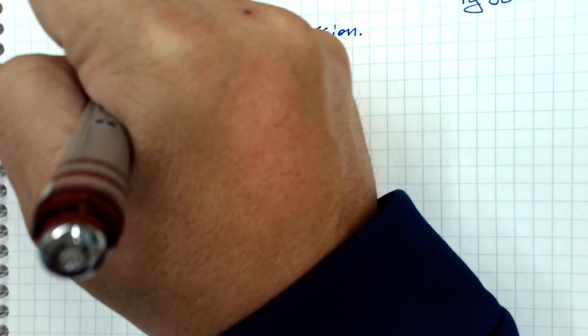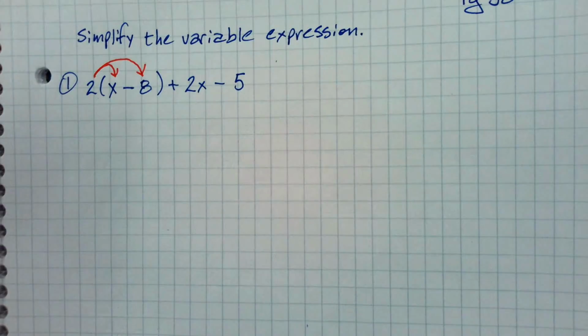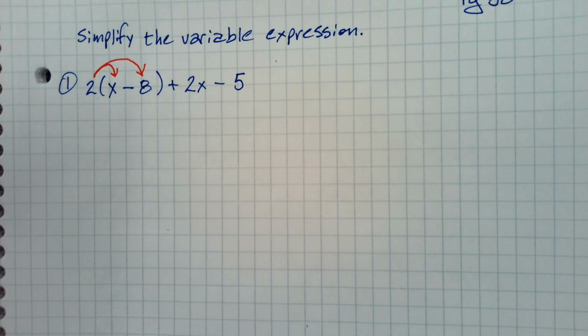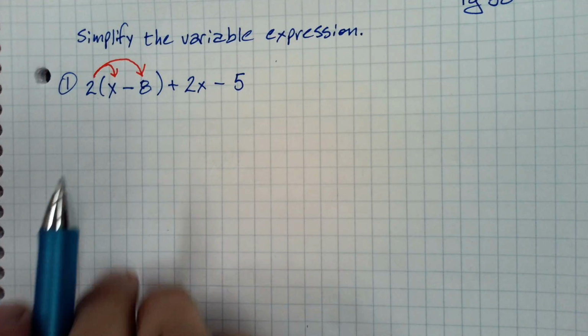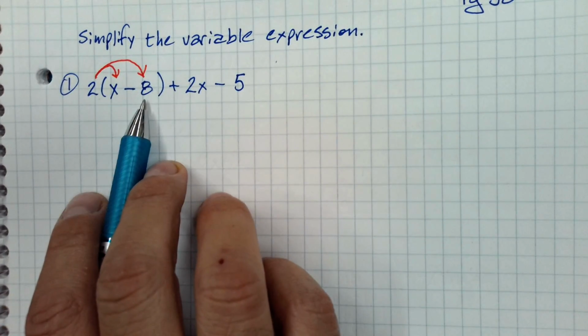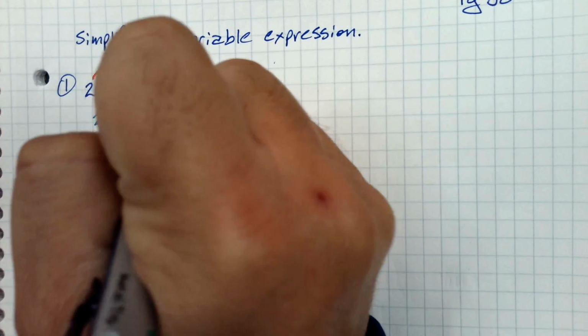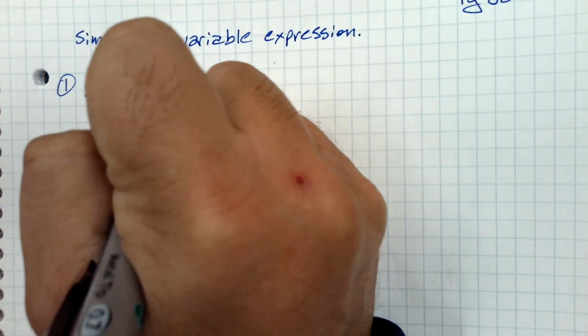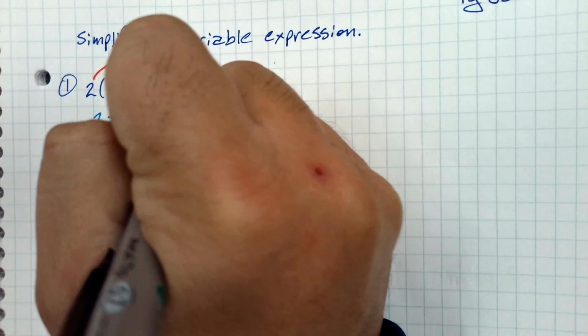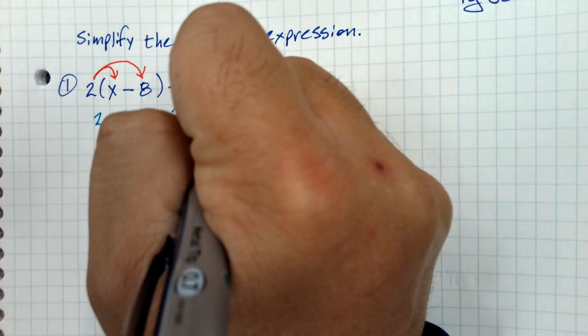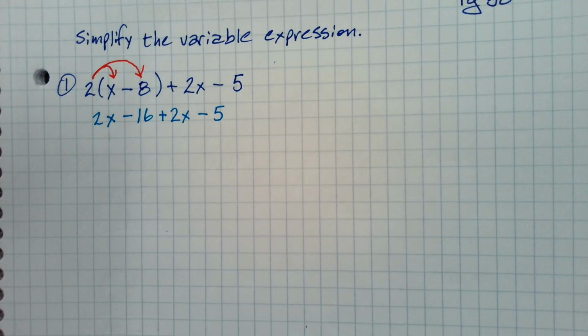now I'm going to show distributing a different way because I think we're getting better at this. I'm just indicating what's going to be multiplied together. So let's distribute 2 to x minus 8. 2x minus 16. Bring down the rest of this, another 2x and a minus 5. Okay? So no more parentheses.